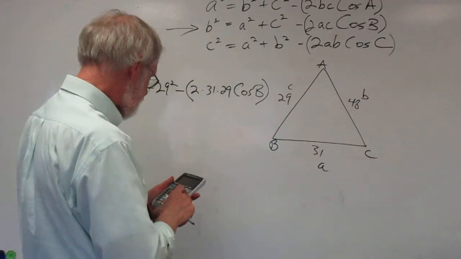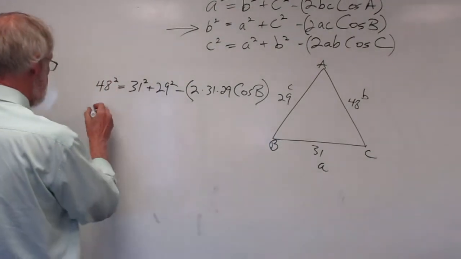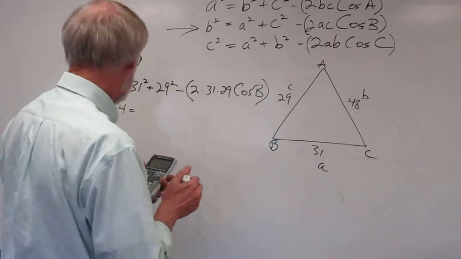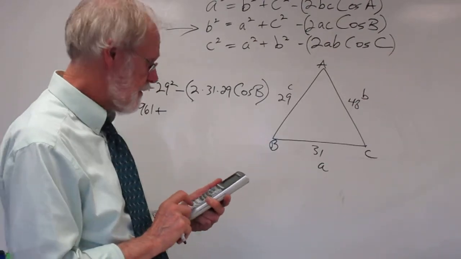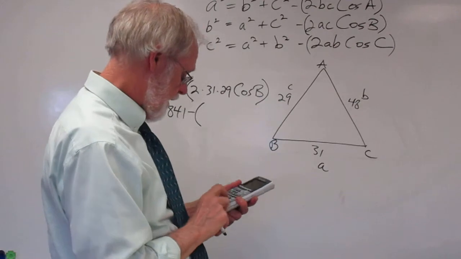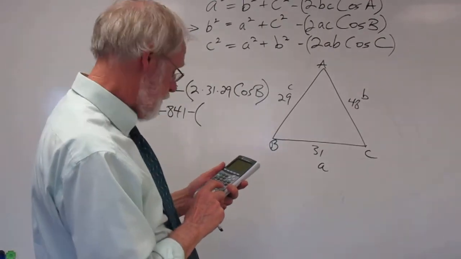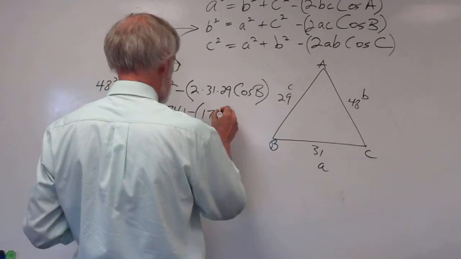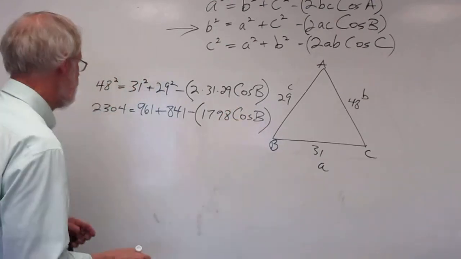So I go to the calculator, and I do 48 squared, and I get 2304, which is equal to 31 squared, 961, plus 29 squared, which is 841, minus, now I'm going to do all of this in one step, 2 times 31 times 29, so that's 1798 cosine B, because B is missing. Okay, and this is not a parenthesis, it's a C. All right, let's see what we can do here.